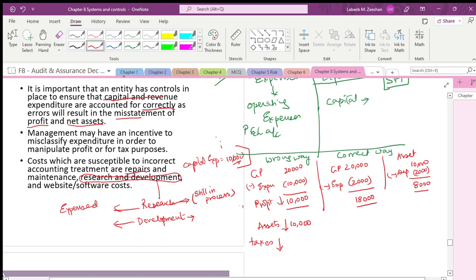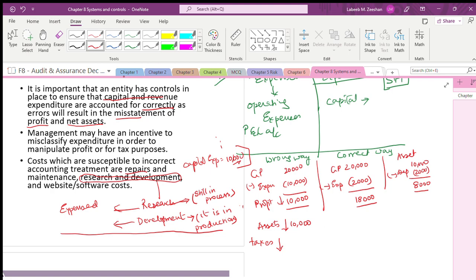Whereas development means it is in production. Now what happens whenever we are taking into consideration, the research cost should be expensed, still in process.